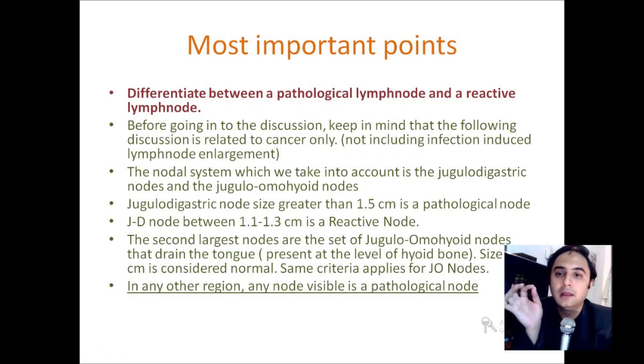Now, any lymph node except the jugulo-digastric nodes, any node regardless of the size, if it is visible on a CT other than the jugulo-digastric node, it is always a pathological node. Now first of all, you need to keep in mind that we are talking only about the cancer patients. I will repeat it again, that any node in any other region except the jugulo-digastric chain, if it is visible on a CT, it is always a pathological node.